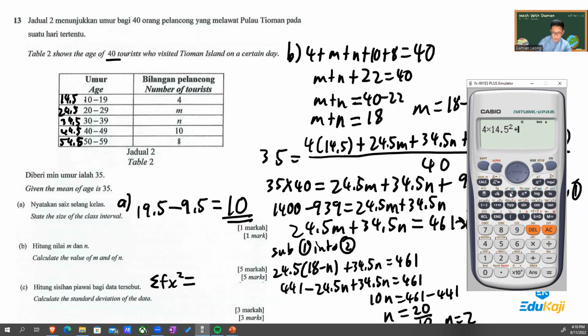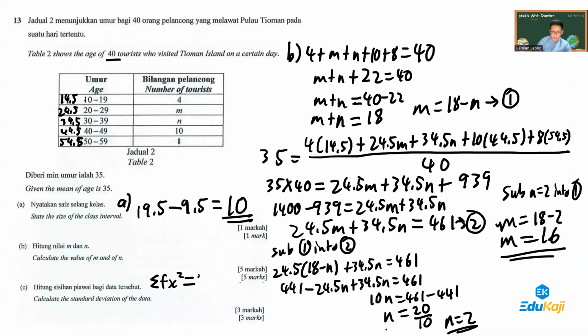plus M is 16 times 24.5 squared, plus N, which is 2, times 34.5 squared, plus 10 times 44.5 squared, plus 8 times 54.5 squared. That gives 56,390.